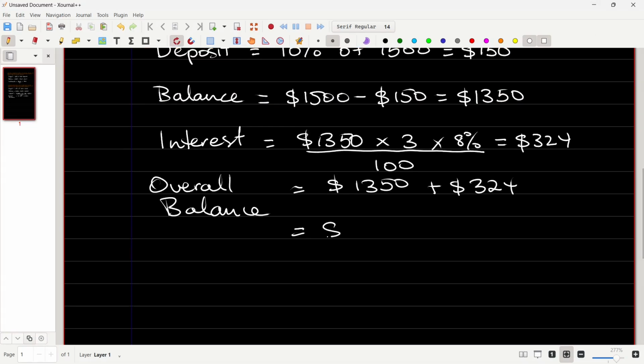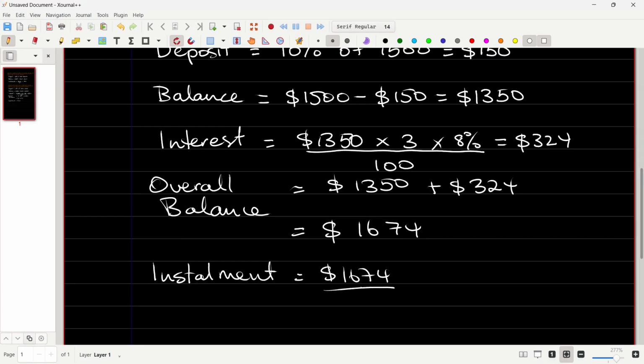So this here would be 1674 as the overall balance. Now we just simply need to take that overall balance and figure out how much per month. So the installment would be equal to your 1674 divided by your installments. Now it's 3 years times 12 months per year. So we're taking the amount of money we have to pay and we're dividing it by the amount of months that we have to pay it for, and that will tell us the amount of money per month.